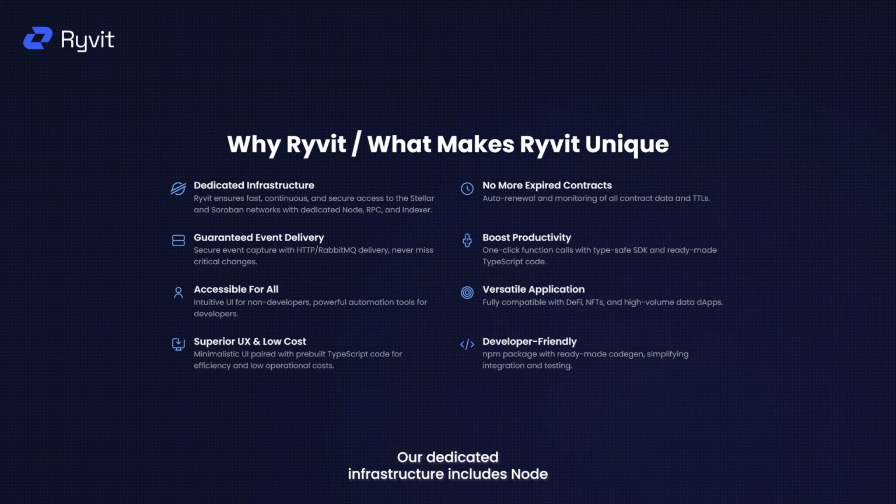Our dedicated infrastructure includes Node, RPC, Horizon, and a private indexer, ensuring fast and continuous access to Stellar and Soroban. This infrastructure increases speed and guarantees no data loss, even for large and data-intensive projects like DeFi and NFT, which can operate without worrying about network limitations or data loss. Ryvit also takes into account the current limitations of the ecosystem. We have tools that compete with public RPCs and ensure that data is recorded in real time, transactions are processed quickly, and events are not lost even if services go offline.